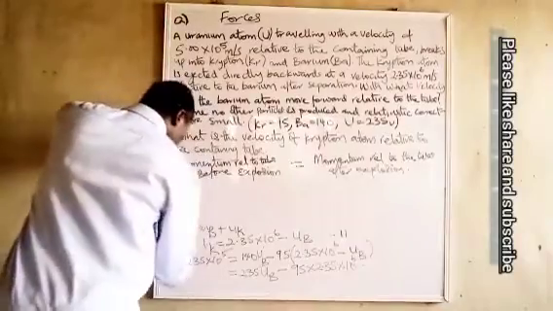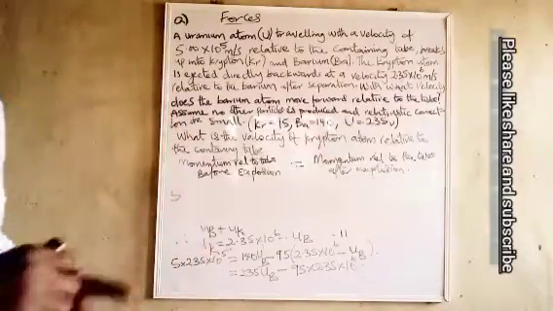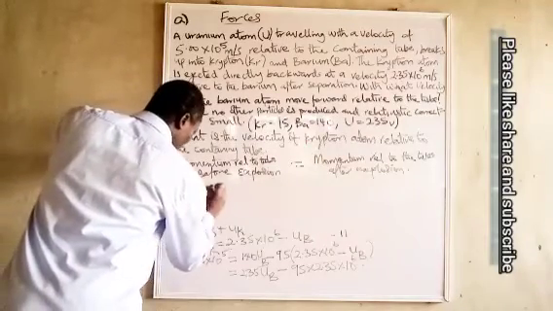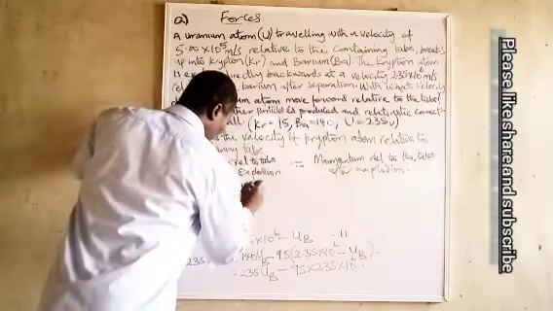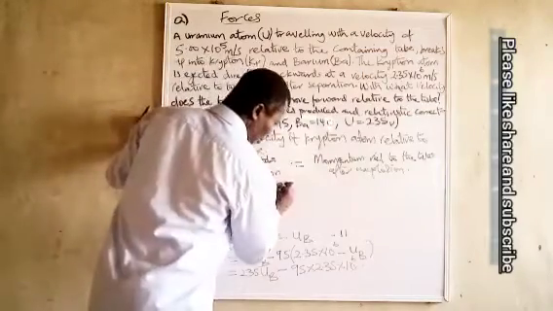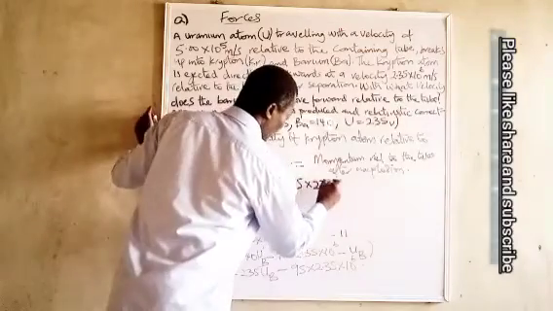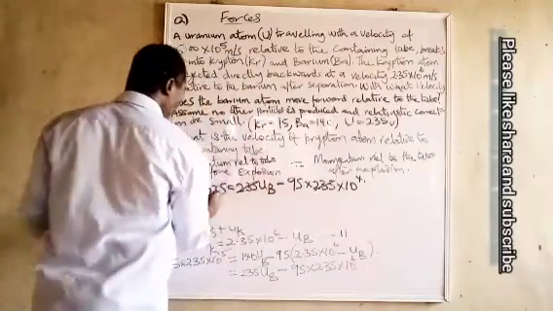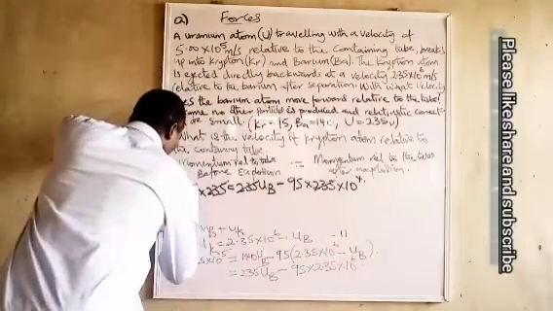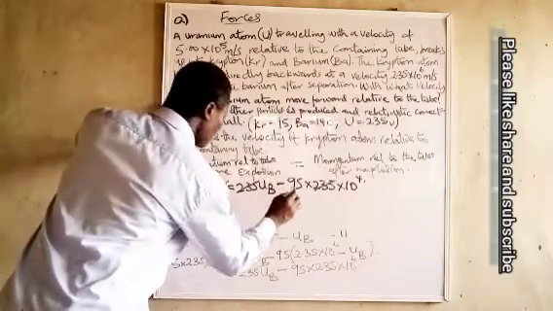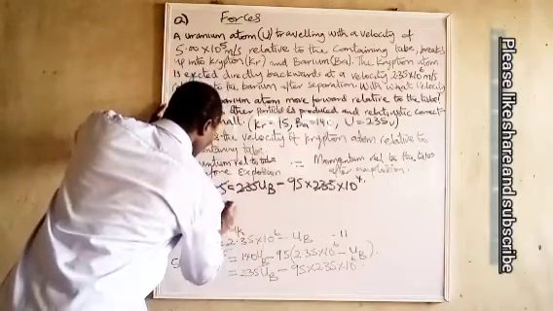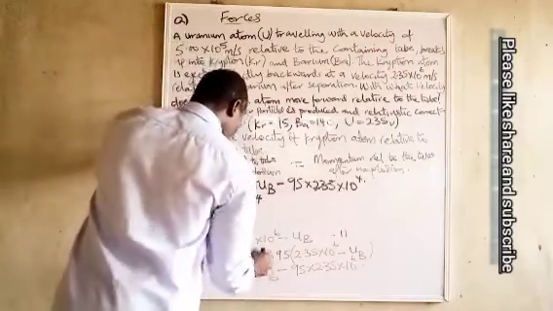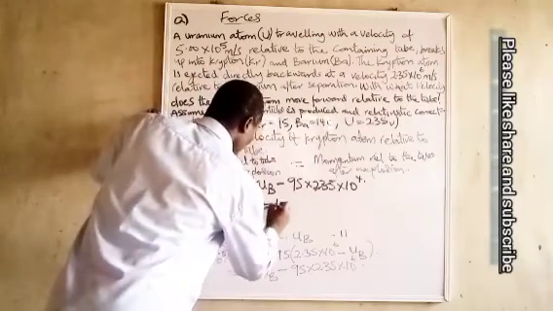Now let's look at it. We have 5 times 10 to the power 5 times 235 is equal to 235 UB minus 95 times 235 times 10 to the power 4. Please note, I'll change this one to 10 to the power 4. So let me cancel 235 out throughout. So I have 5 times 10 to the power 5 plus 95 times 10 raised to the power 4 is equal to UB.